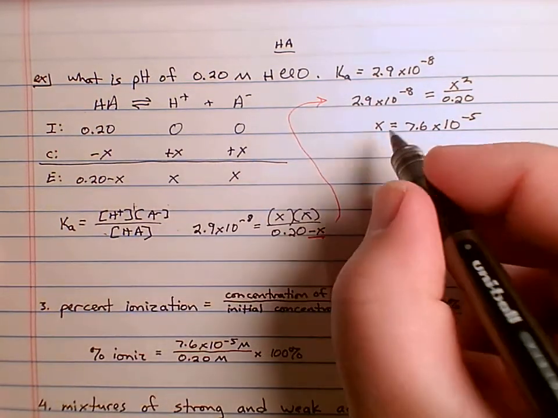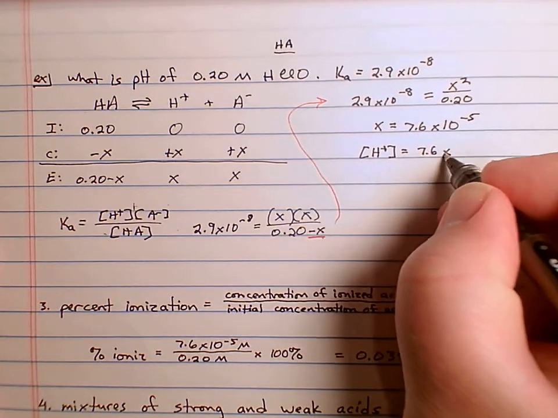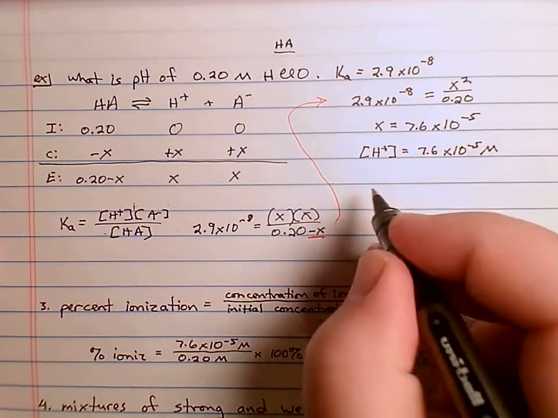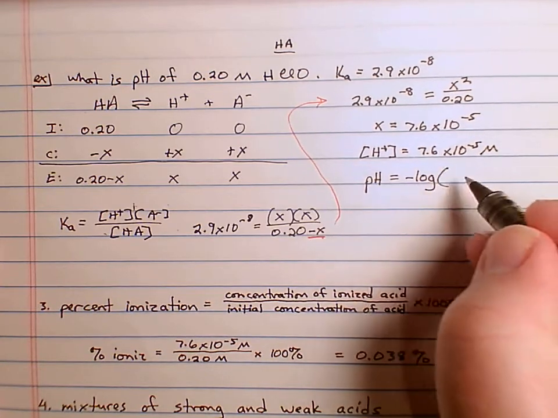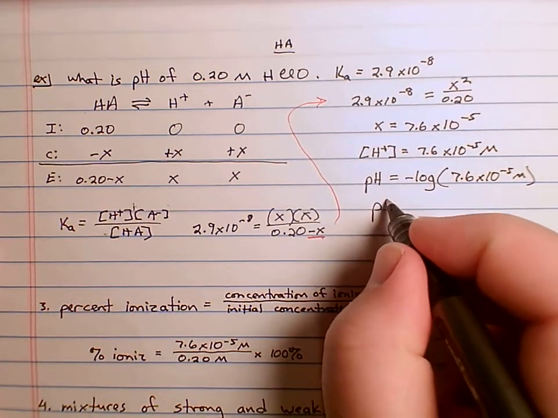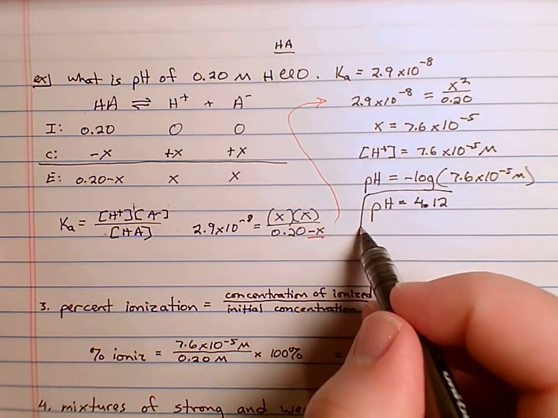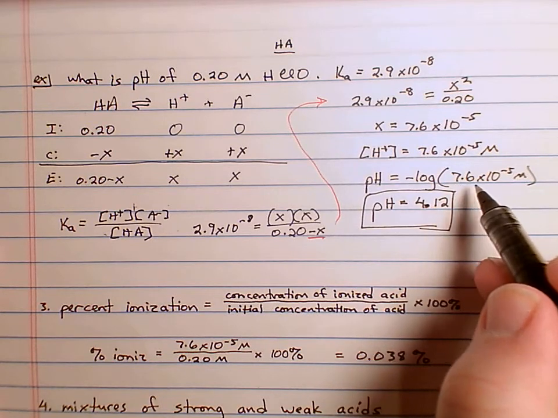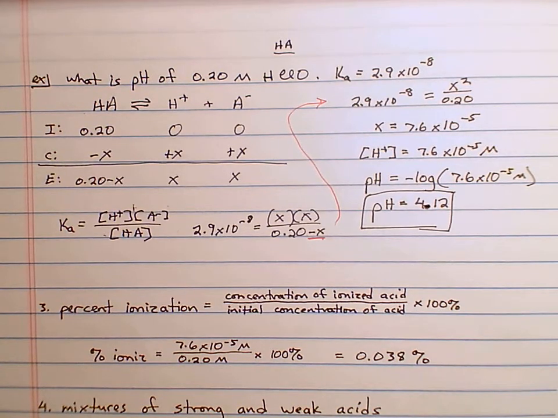Recall, X is our concentration of H plus. Therefore, our concentration of H plus equals 7.6 times 10 to the minus 5th molar. pH is the negative log of the concentration of H plus, so it's the negative log of 7.6 times 10 to the minus 5th molar. pH equals 4.12. Note, 2 sig figs in 7.6, 2 after the decimal place, 0.12. And so, yes, pH of 4.12, it is acidic since the pH is less than 7, but it's not very strongly acidic.